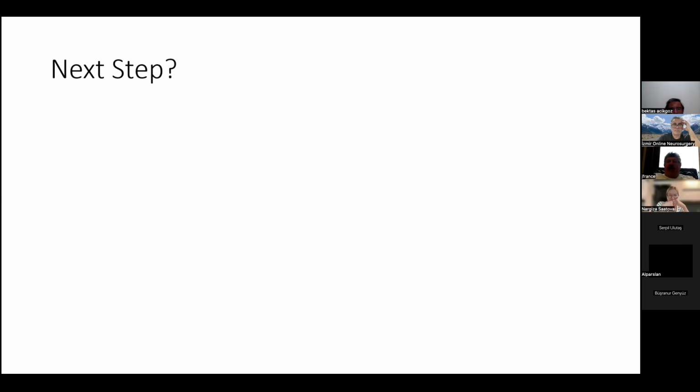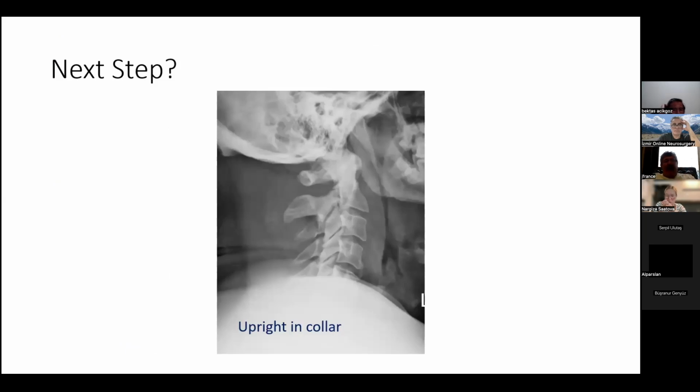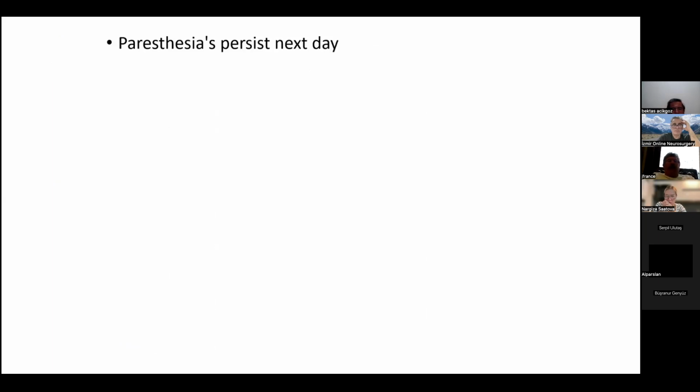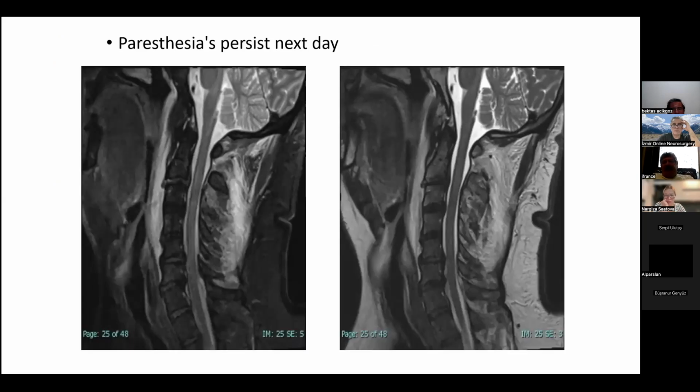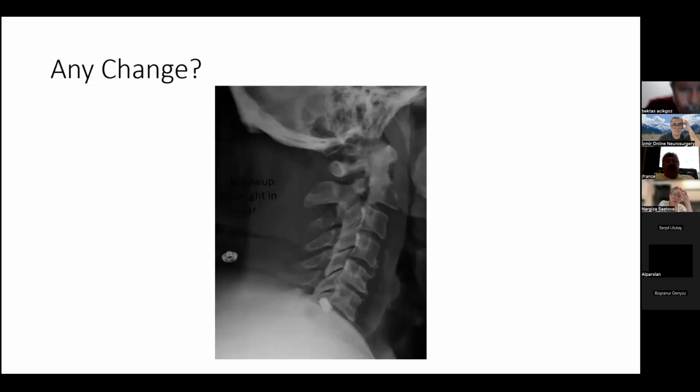So what about our patient? What's our next step? So here's our initial x-ray. Here's our initial x-ray in the upright in the collar. The problem is the paresthesias in his arms persisted the next day, which made us concerned that maybe he did have a cord injury. So we did an MRI. We didn't really see much in the way of cord injury here. You can see a lot of edema anterior to the vertebral body. And at the 2-week x-ray, he started to displace anteriorly. So we felt this was a potentially unstable injury, persistent paresthesias, demonstrating some displacement on serial exam, although not severe.